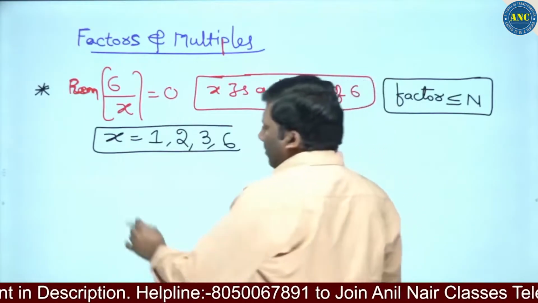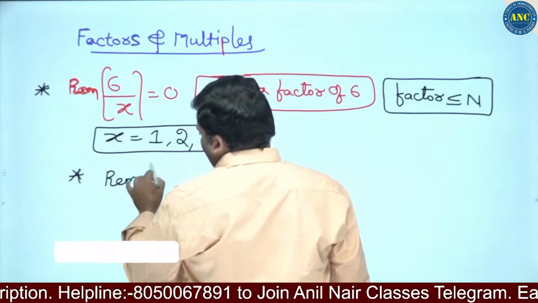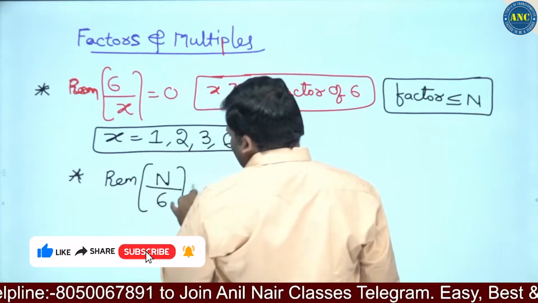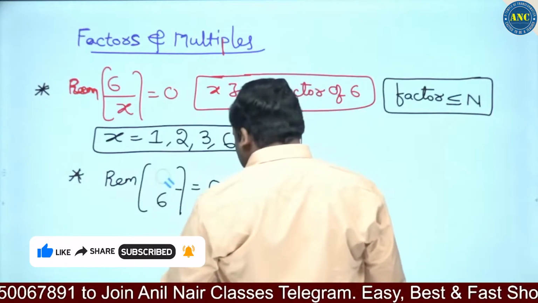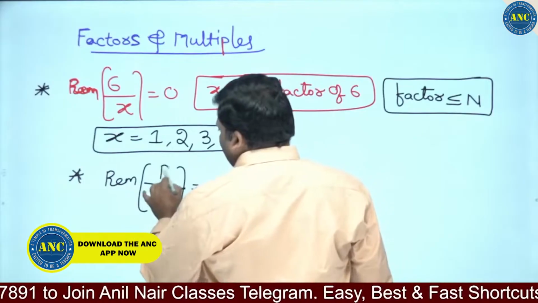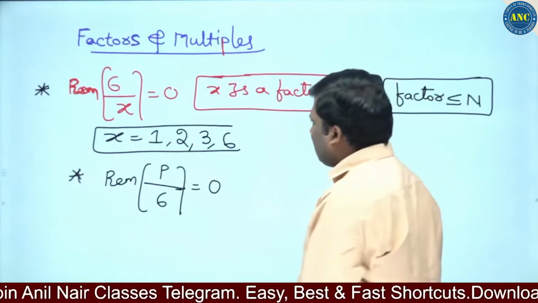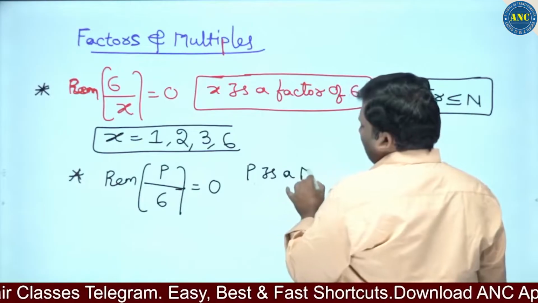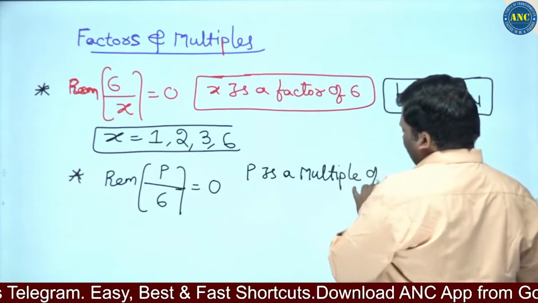What is a multiple? Suppose a multiple is present in the denominator. Let me call the number P, because there might be a confusion with n. If P divided by 6 leaves remainder 0, then P is a multiple of 6.